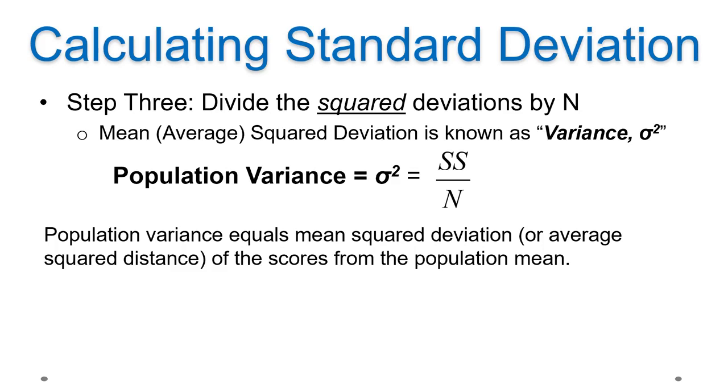Why do we square the deviation scores? Well, first, squaring each difference makes them all positive numbers. Remember, the sum of the deviations is always equal to 0. If we did not square the deviations, then we would always divide 0 by the number of scores. Second, it also makes the bigger differences stand out.